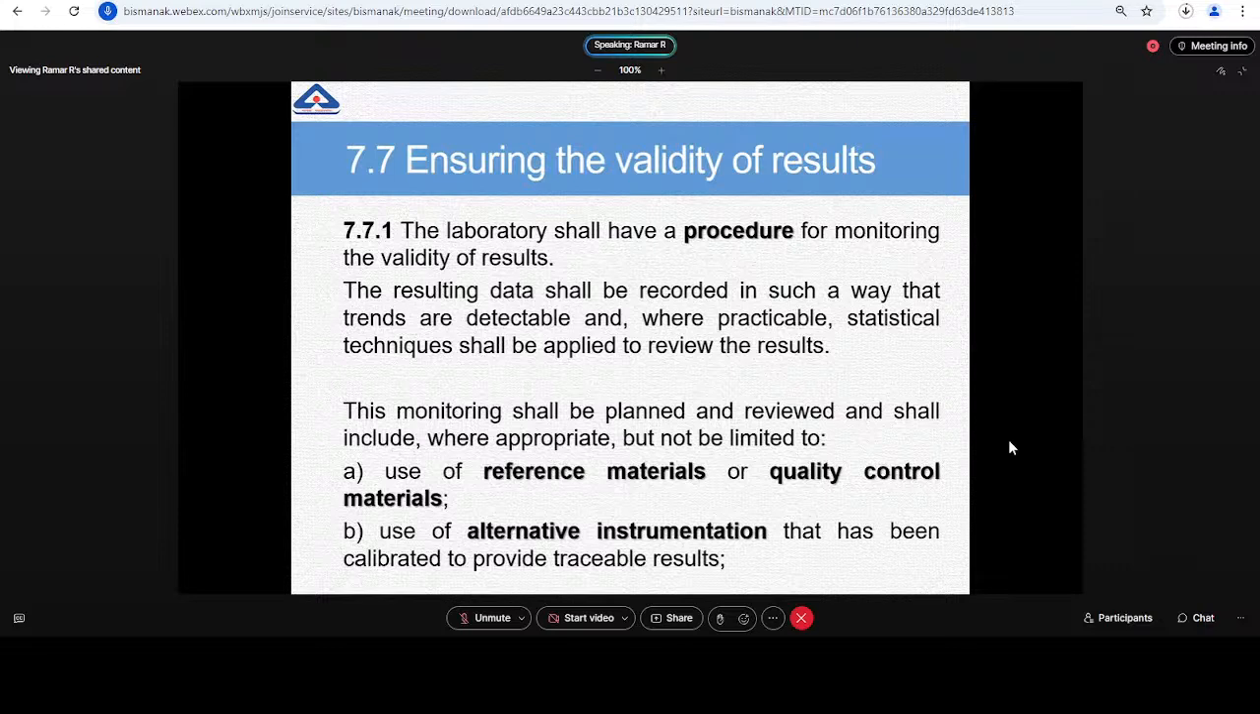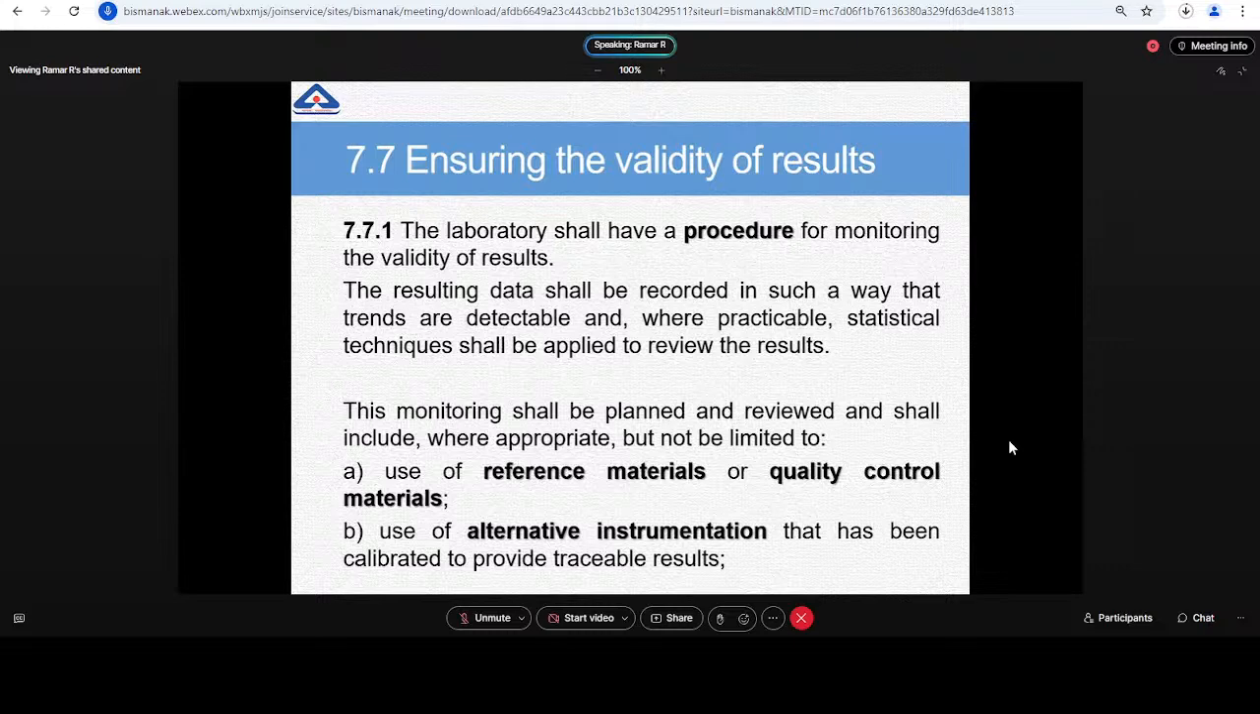Apply this for the validity of results study. If you have different balances, or if you have different high-end instruments, like a UV-visible spectrophotometer and an atomic absorption spectrophotometer, if you have different instrument techniques, then you can apply this technique for ensuring the validity of results. Otherwise, you can simply say it's not applicable.